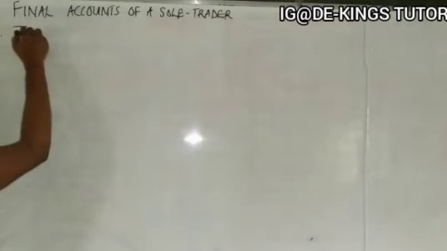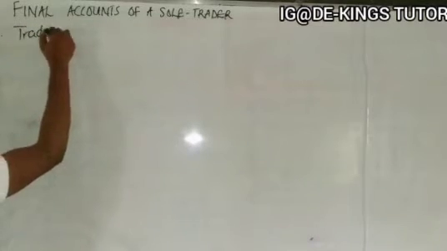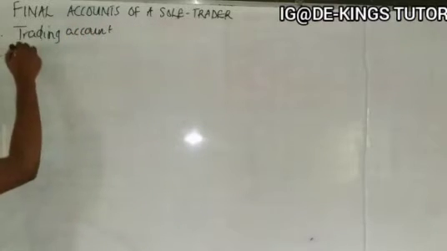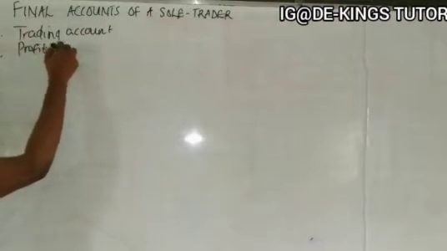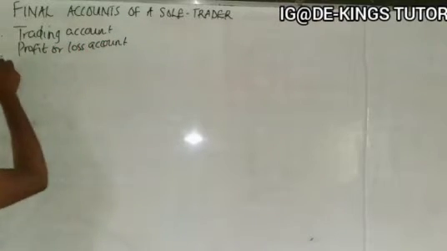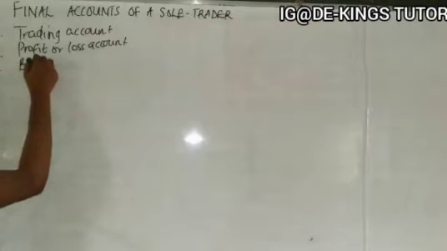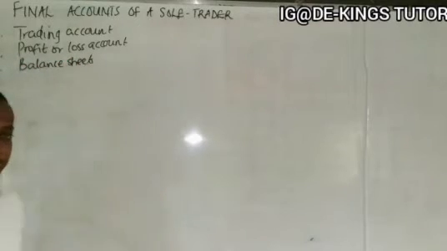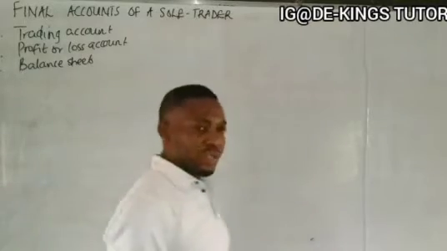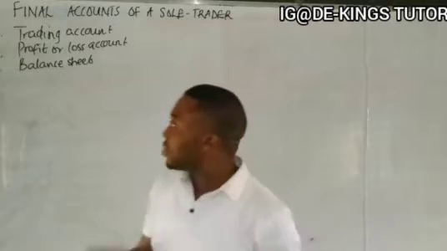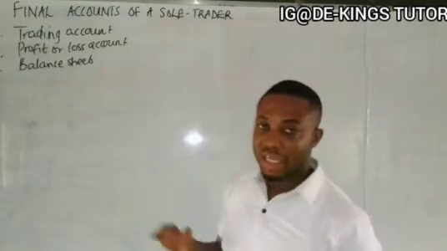first one is the trading account. Second one is the profit or loss account. While the third one is what we call the balance sheet. Okay? So the trading account, the profit or loss account, and the balance sheet. Now we're going to see them one after the other in isolation.